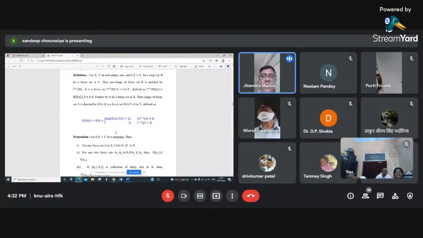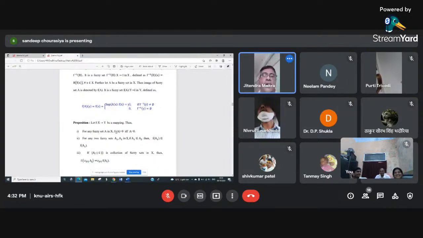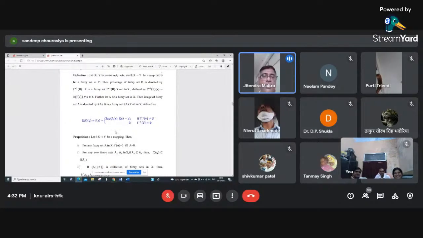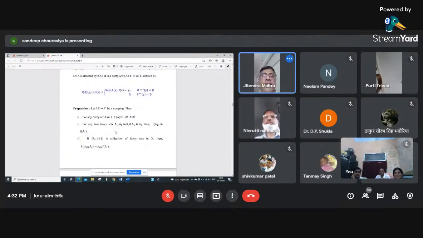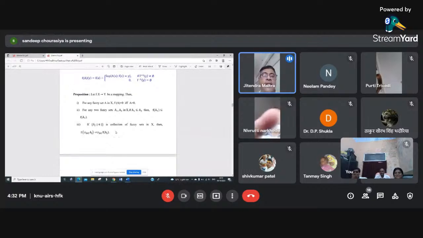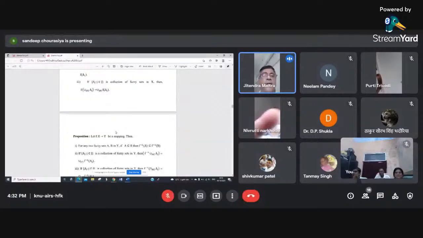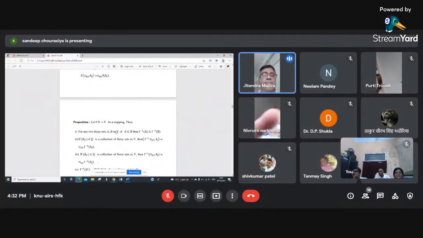So, f inverse of B is defined to be simply B of f(x). And the image of a fuzzy set f(A) is defined by the formula supremum of A(s) and 0. So these are the definitions. And then we come to the properties of the image and inverse image of a fuzzy set. So these are very important, and the basic properties of image and inverse image of a fuzzy set, like the first property is here.